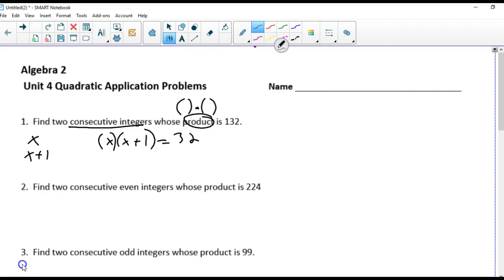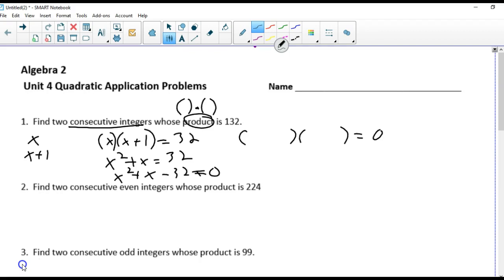Now, of course, being guess and check, you could just guess numbers and check them, but you need to know how to do this mathematically. So this is x squared plus x equals 32. We move the 32 over. Now we're looking for two numbers that multiply to give me 32 that differ by 1.